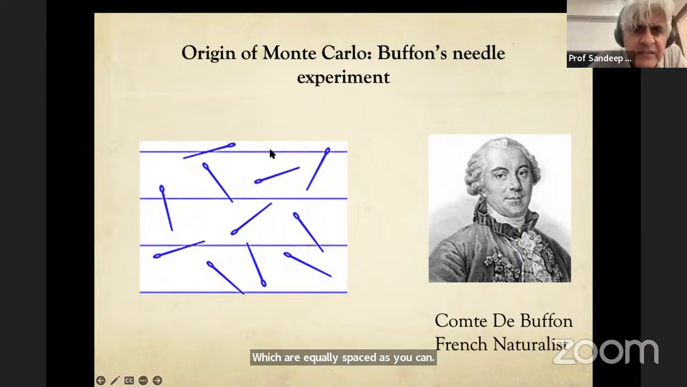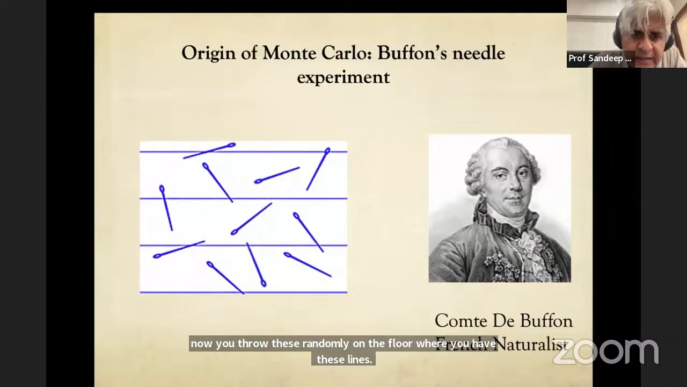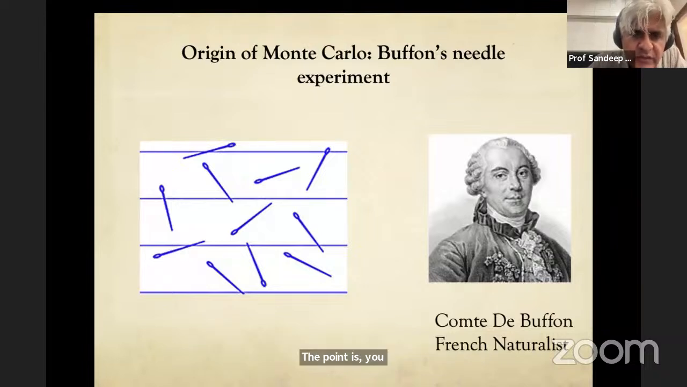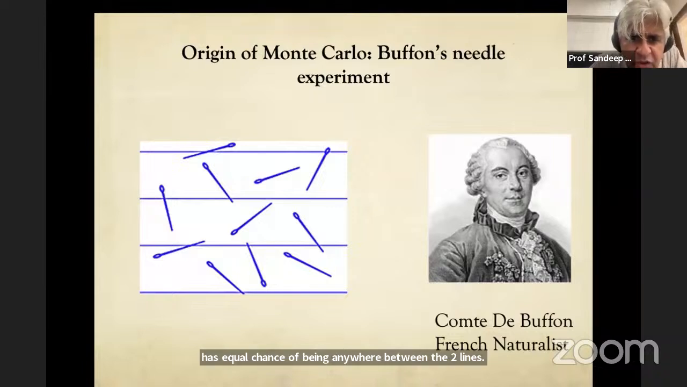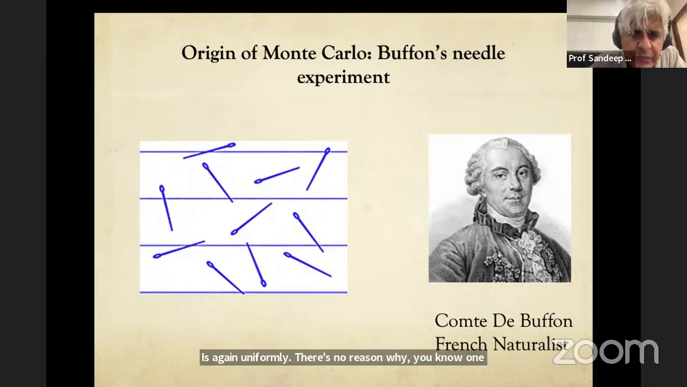And now suppose you have needles which are equal to the spacing between the lines, right? And now you throw these needles randomly on the floor where you have these lines. The point is, where the needle center lands, there's no reason for it to be biased. So if you look between two lines, it has equal chance of being anywhere between the two lines. And the angle that it makes with the line is again uniformly random. There's no reason why one angle would be preferred over the other. So it will be uniform. That's a very good assumption to make.